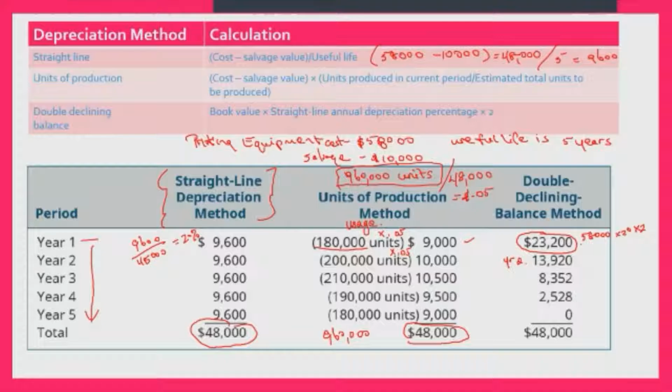So we're minusing the 23,200. We're going to get 34,800, and we multiply by 20, multiply by 2, and so forth for year 3. Right? We minus the accumulated depreciation, and so forth until we come down to 0. It's depreciated over the life. It's depreciated over 4 years actually.